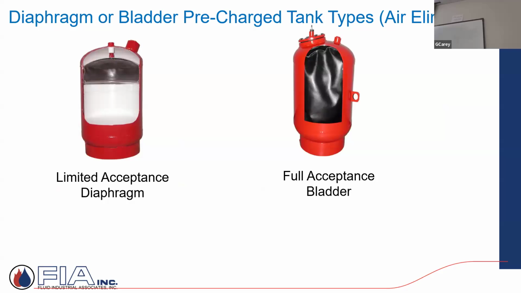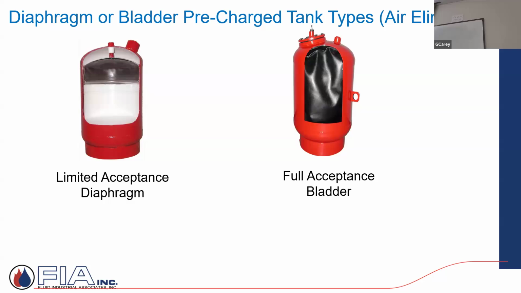Now, this is what we're dealing with. Diaphragm and bladder tanks. A bladder truly is a bladder bag inside the internals of the shell of this bladder expansion tank. And a diaphragm, the expression you might hear in the industry is, it's a partial or limited acceptance. It's not full acceptance, whereas a bladder, the way it's sized, is full acceptance. It'll make more sense as we start applying some numbers to it. But they both work. They're both fine.